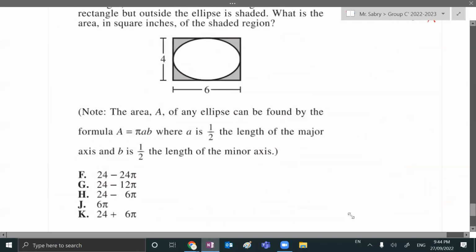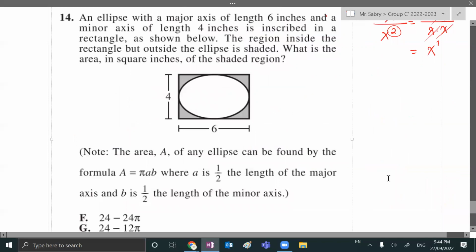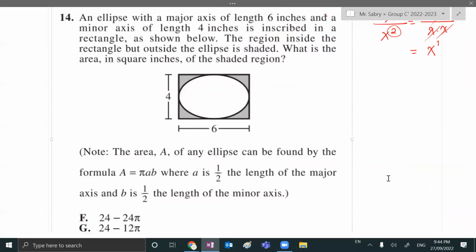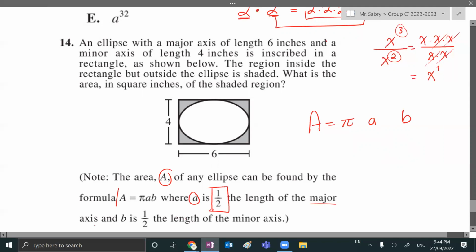Now let's work on 14. 14 is a shape called an ellipse. An ellipse is very similar to the circle بس stretched شوية مشدود كده شوية. So this is an ellipse. They told me something here that the area of any ellipse can be found by this formula. A equals pi multiplied by A and then B. And then they explained that A is half the length of the major axis. Major يعني أكبر وminor يعني أصغر. So A is half the major while B is half the minor.